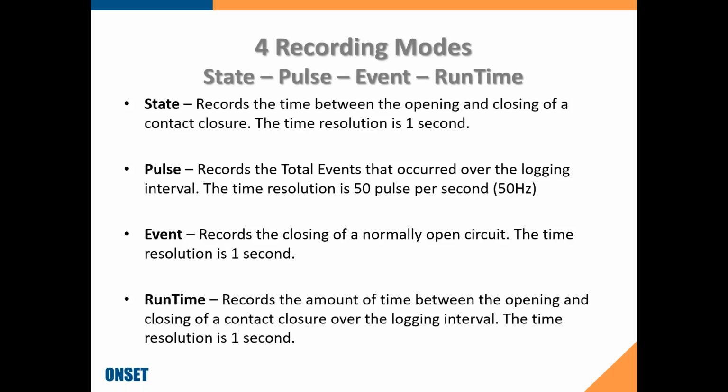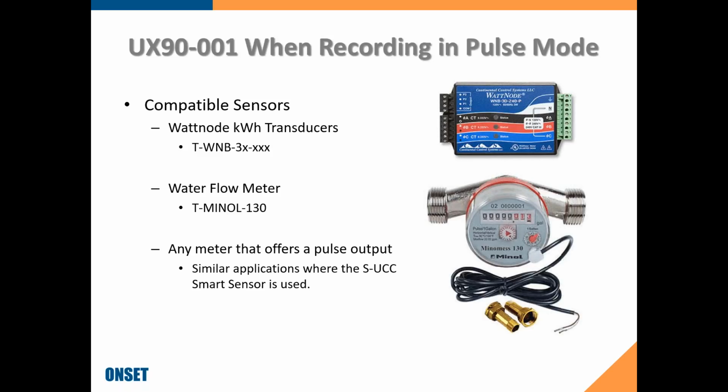Runtime allows you to log the percentage of something that happened during an interval. Let's put it that way. So let's say it's a motor. Hey, this motor was on for 63% of the time during your interval of 15 minutes. So, it gives you a calculation that way.